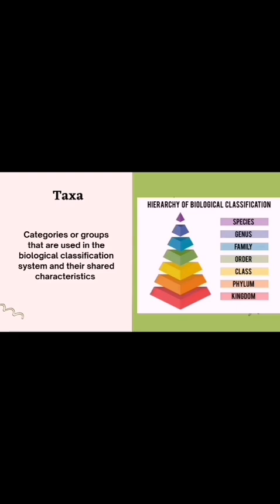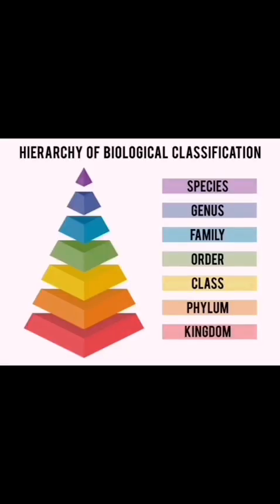So we also did taxa. We said taxa are the categories or groups that are used in the biological classification system and their shared characteristics. On the side, we have a hierarchy of biological classification, which is also known as the taxonomic hierarchy of our living organisms. Remember we said that the largest category starts from the kingdom, going over to the phylum, class, order, family, genus, and also species. Remember we also gave the examples of each of the hierarchies above.